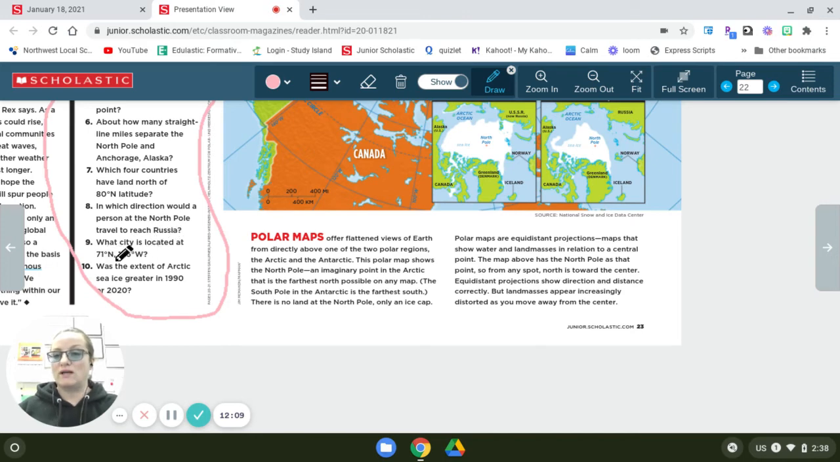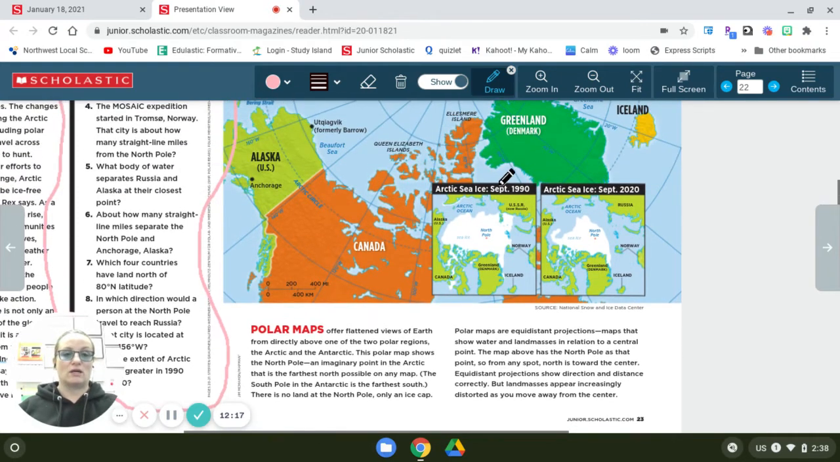And then number 10, was the extent of Arctic sea ice greater in 1990 or 2020? So you look here at 1990 and at 2020, and then you just pick, it's either 1990 or 2020 that had the most sea ice. So whichever one had the most sea ice, you'll either say it's 1990 or 2020.